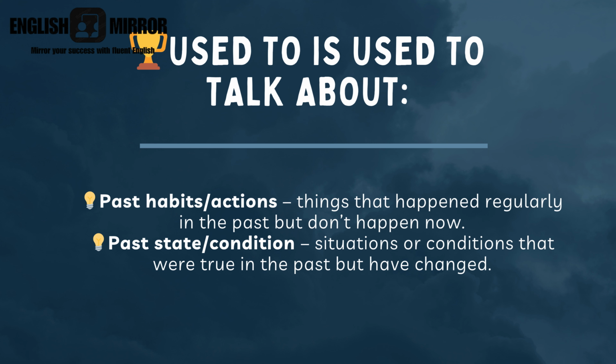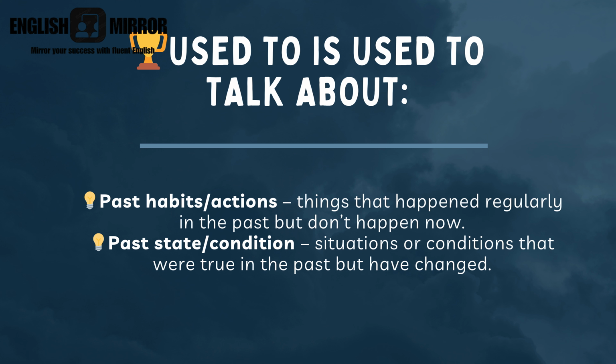See, "used to" is used when we are talking about past habits or actions, that is, things that happened regularly in the past but are not happening now. It happened sometime in the past but not now, and in such cases we use "used to do".